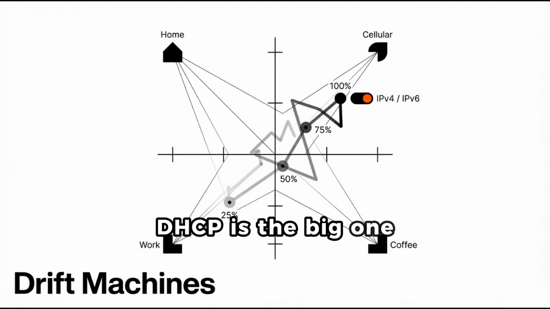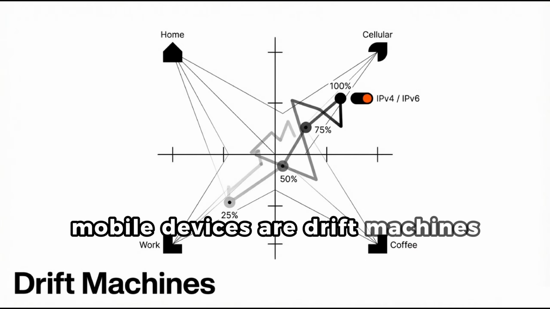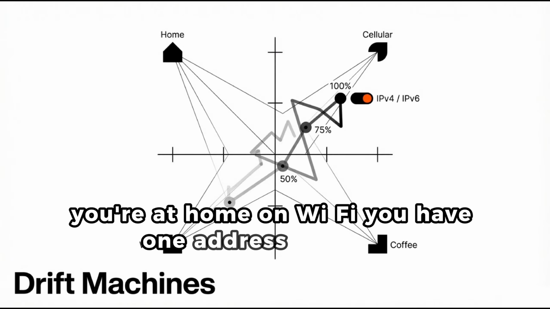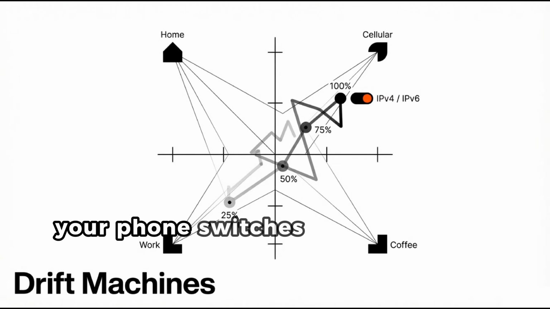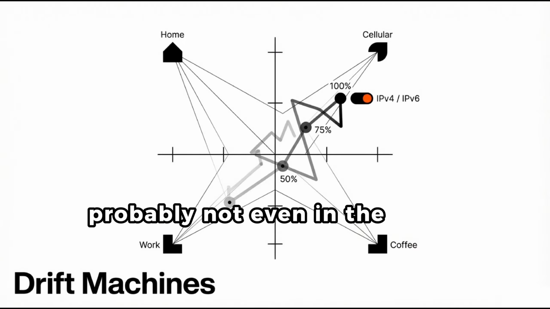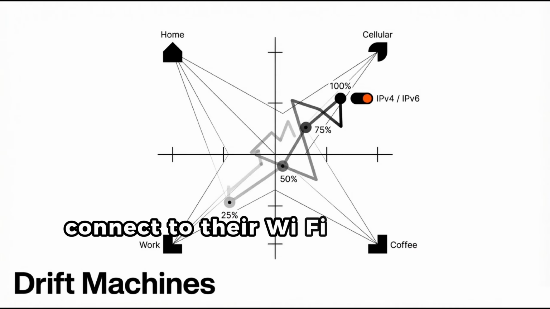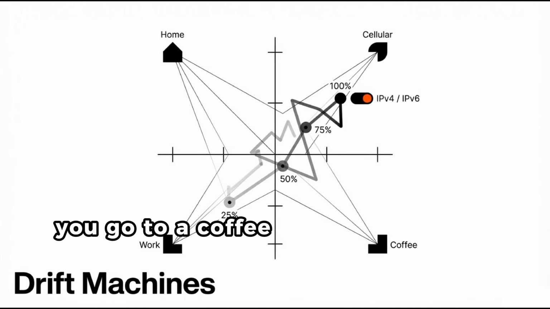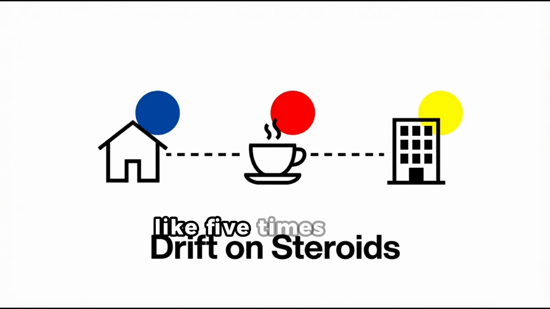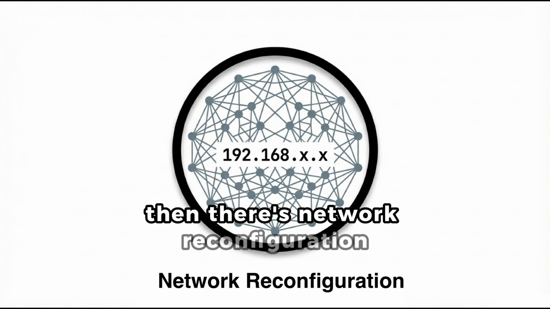DHCP is the big one, but there are other ways addresses drift. Mobile devices are drift machines. Think about your phone. You're at home on Wi-Fi, you have one address, you leave. Your phone switches to cellular data, completely different address, probably not even in the same country's IP range. You get to work, connect to their Wi-Fi, new address. You go to a coffee shop, new address. Your phone's IP address is changing like 5 times a day. That's drift on steroids.